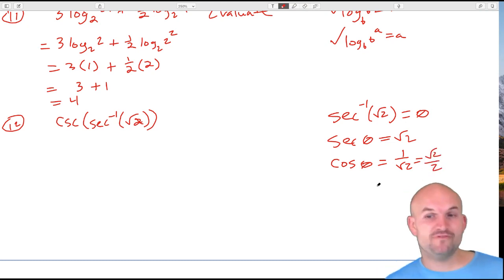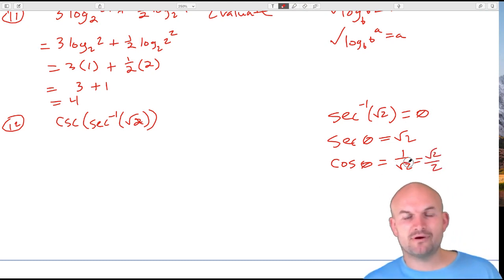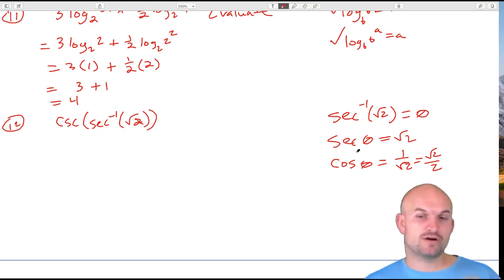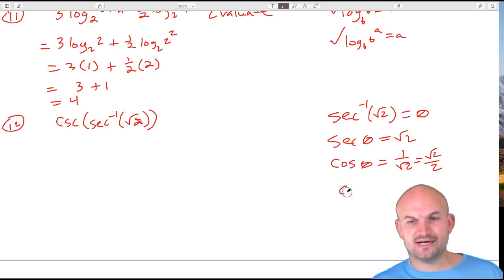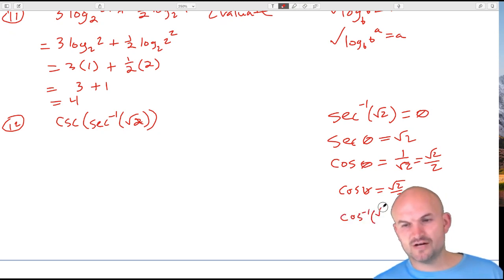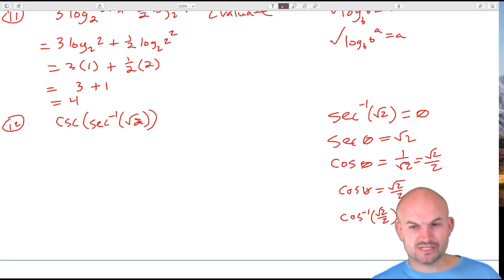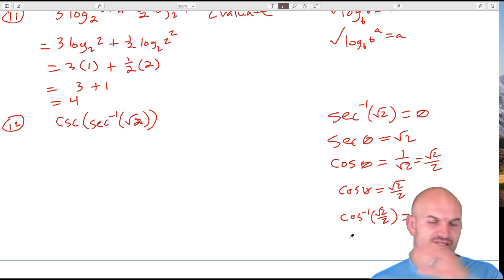Now that's a little bit more familiar for me, because remember that secant and cosine are just reciprocals of each other, right? Secant is 1 over x, cosine is x. So they just reciprocate. You just flip them. So now I can say, oh, well, the cosine theta of square root of 2 over 2 is really the same thing as me saying cosine inverse of square root of 2 over 2. Using those restrictions, that is going to be pi over 4. So I'm using the reciprocal relationship to go ahead and evaluate.